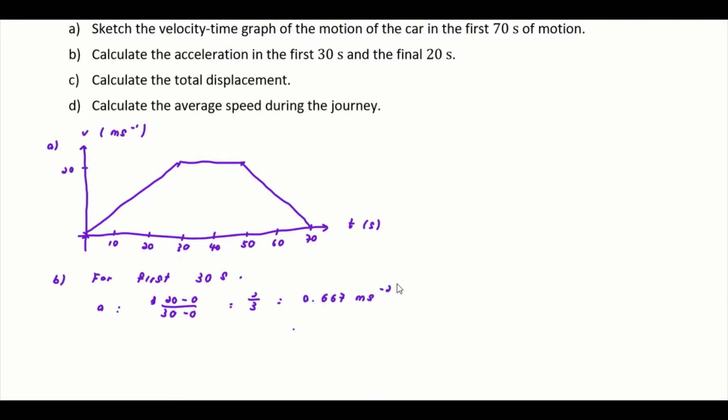Okay, then after that, for the final 20 second, you can see that the line is having a negative gradient, right? So that's why you should have a negative acceleration. So a will be equal to, same thing, 20 minus 0, and after that 50 minus 70. So that will give us an answer of 20 over negative 20, which is negative 1 meter per second square. Okay, then we continue to C.